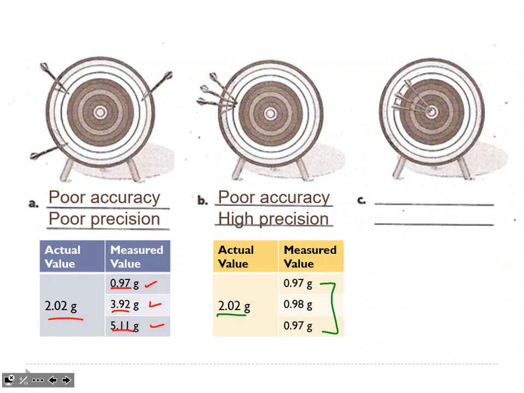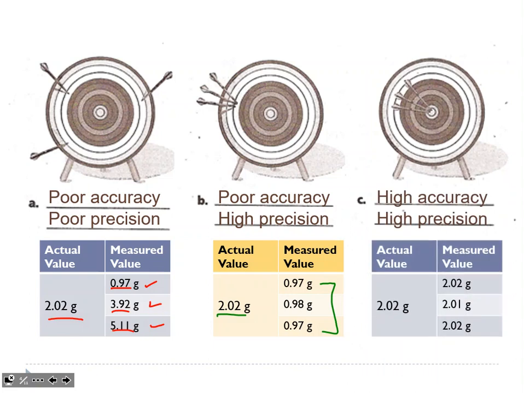And the last one here, where our arrows are all hitting the center of the target. What would we say about this one? High accuracy, high precision. Here is our actual value, of course, and you see all of the measured values are also around 2. So they're hitting the target value and they are very close to one another. High accuracy, high precision.